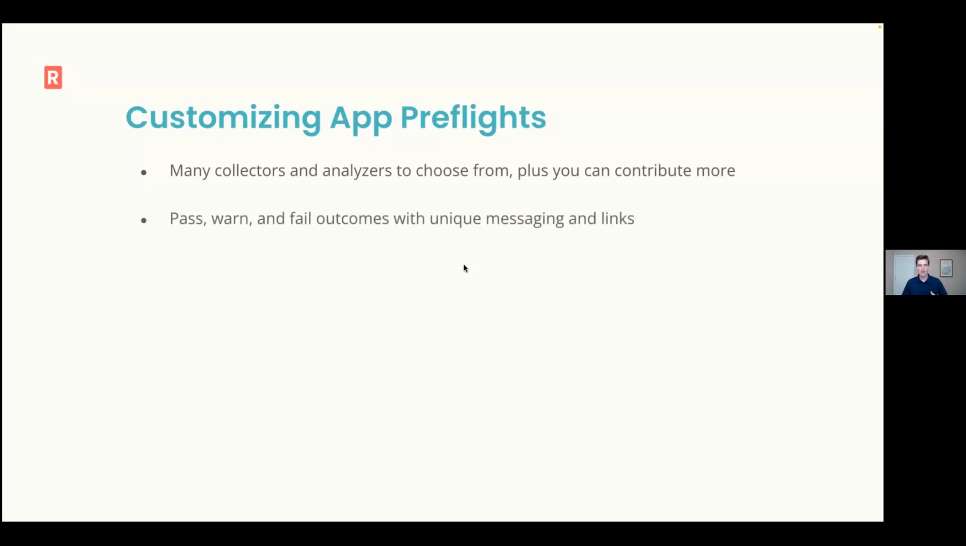We've got the different outcomes. We can pass, warn, or fail based on different conditions, and we can add that unique messaging and link out to documentation or whatever sites we might want to. And then two other things that I haven't highlighted yet that I'll mention is you can actually exclude pre-flights under certain conditions. So a good example of this is, let's say a customer has a certain license entitlement.